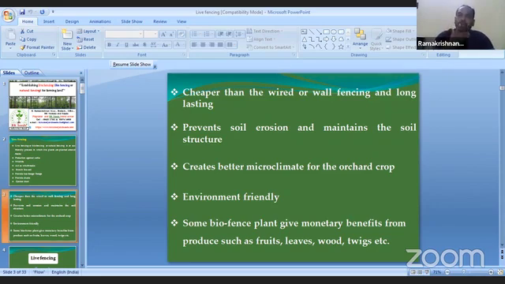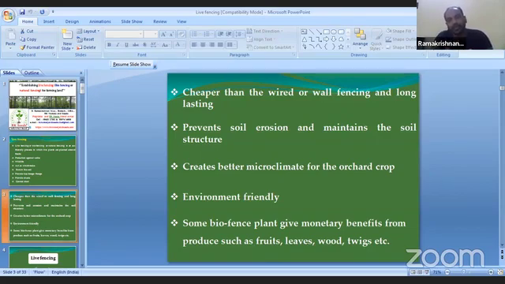It also prevents soil erosion and maintains the soil structure. Yes, suppose our land is undulated terrain. How can we make wall fencing or barbed wire fencing in undulated terrain? Once the rain is heavy, the stones get damaged automatically. But with live fencing, soil erosion is controlled because the tap root and side roots penetrate the soil. So it easily covers our land, controls soil erosion, and maintains the soil structure also. So for undulated terrain, we go for live fencing only.